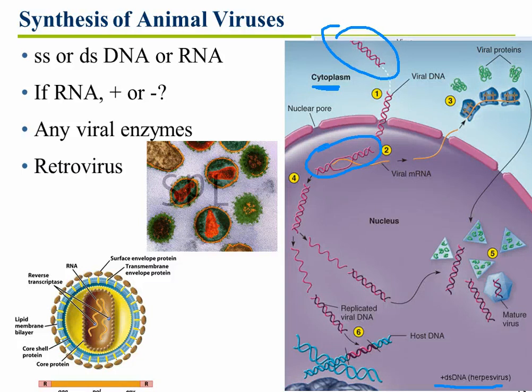Notice that it opens up just like your DNA would, and one of the strands, the sense strand, is used to make an mRNA strand. That mRNA strand goes out, just like it would in your own cells, uses the host cell's ribosomes, and viral proteins are constructed. Okay. Now, what happens to that double-stranded DNA?